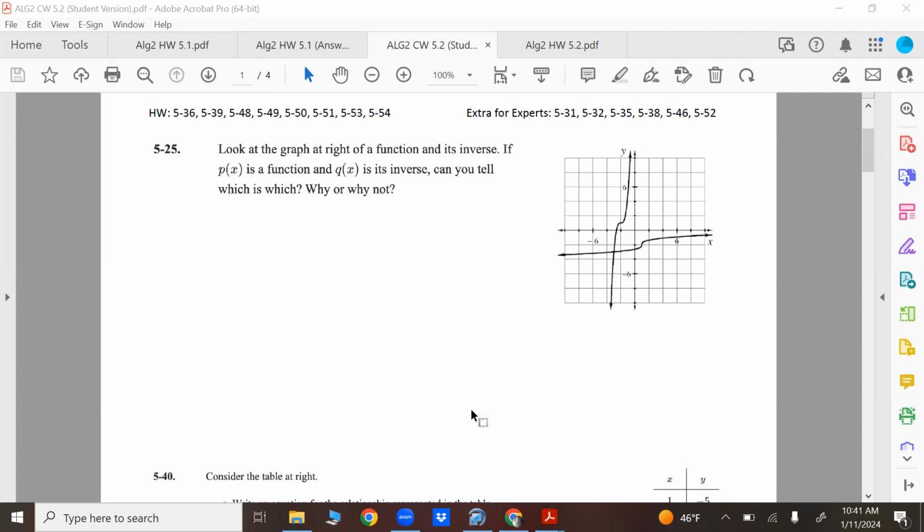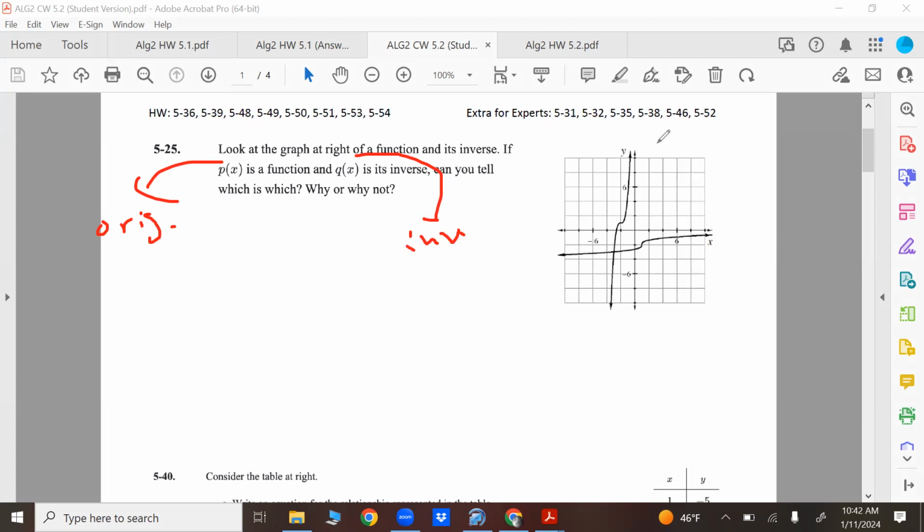Look at the graph at right of a function and its inverse. If P of X is a function, Q of X is the inverse. Can you tell which is which? Why or why not? Okay, so one of these is the original. We'll call P of X the original, and we'll call Q of X the inverse.